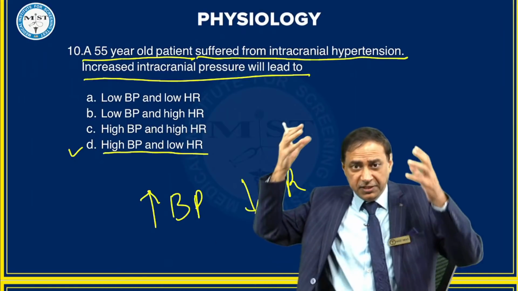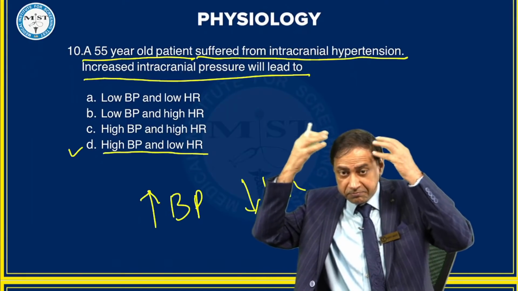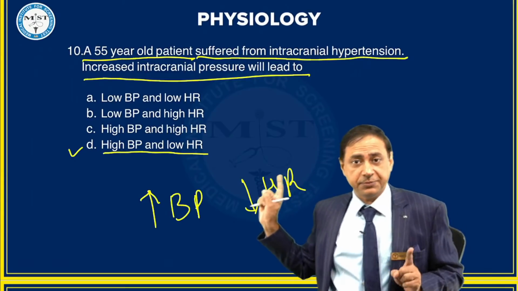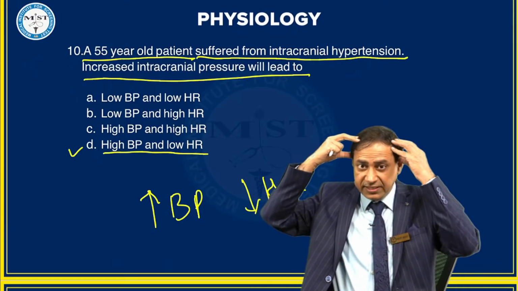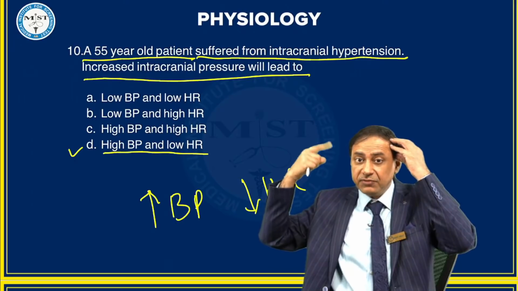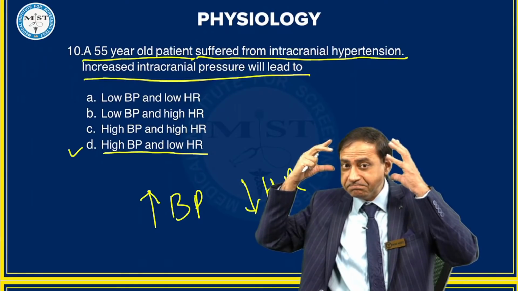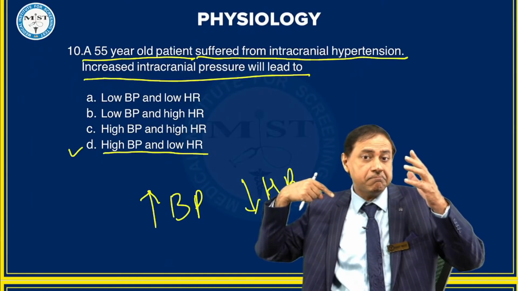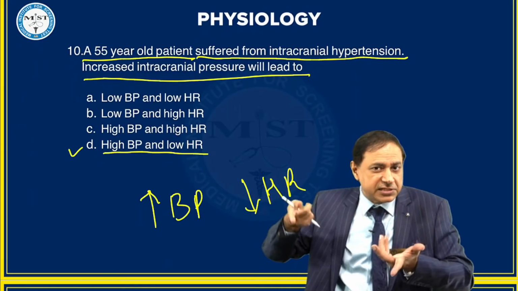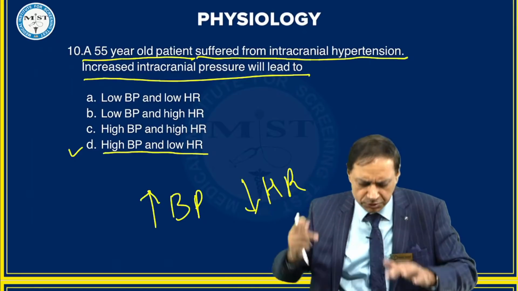Very simple. If pressure in the cranium is more, so blood flow, don't be confused by such type of question. If pressure here is more, what will happen? Brain blood flow is reduced. Brain is a closed cavity. So if more pressure here, less blood flow. If blood is more, CSF will be less. If CSF is more, blood will be less. Because brain is a closed cavity.